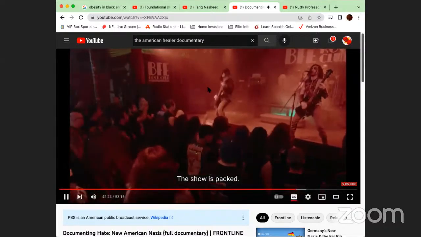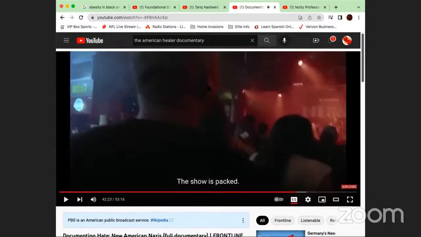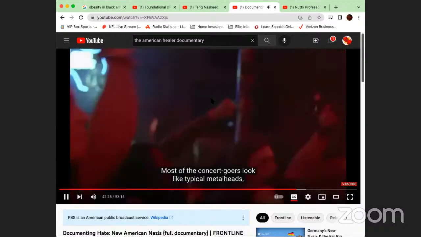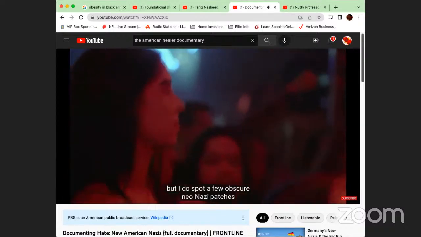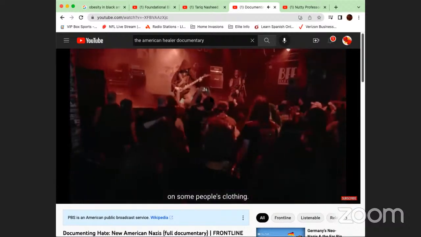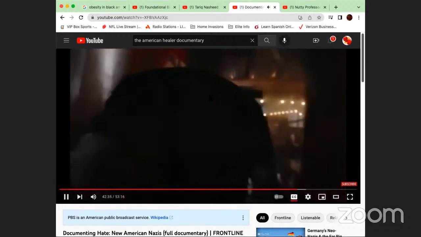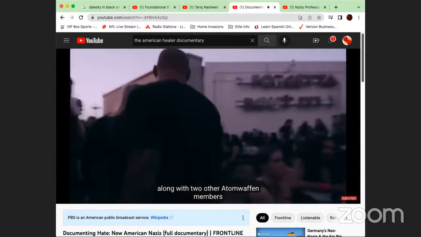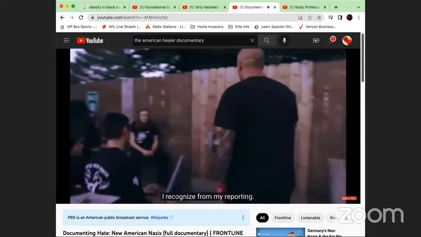The show is packed. Most of the concert goers look like typical metalheads, but I do spot a few obscure neo-Nazi patches on some people's clothing. I find Rape drinking outside, along with two other Adam Waffen members I recognize from my reporting.